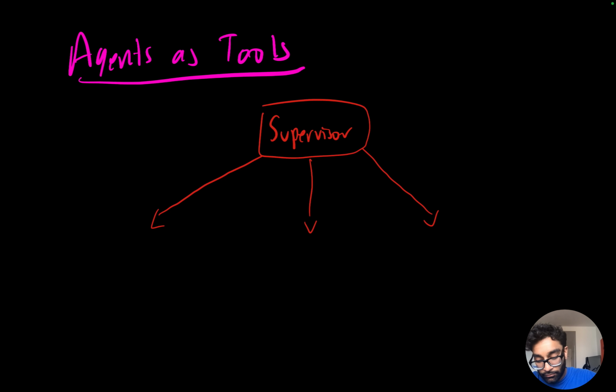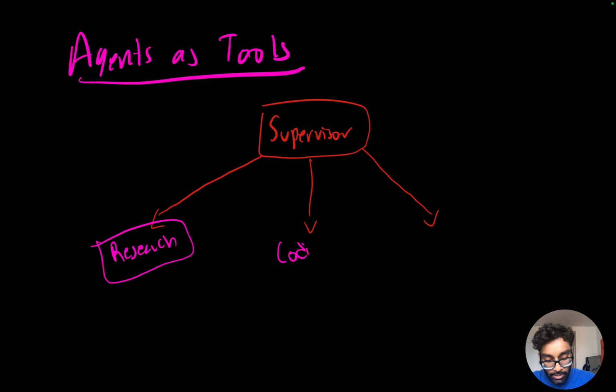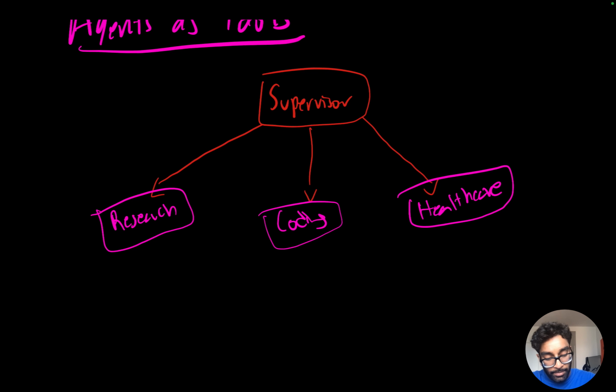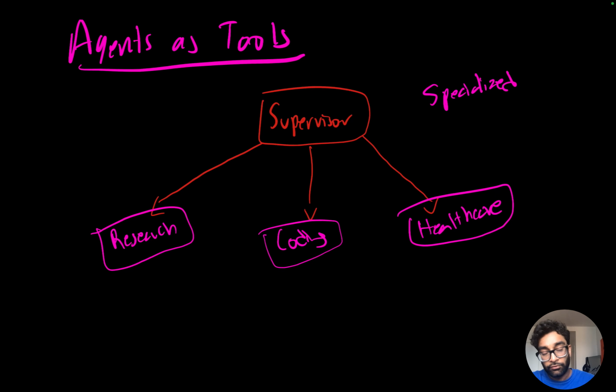So you might have agents specifically for something like research. You might have an agent that's specifically around coding, helping with coding-based queries. And then you might have an agent that's specifically around healthcare inquiries or something of that sort. So it's very specialized agents. That's the word I'm going to keep using in this video specifically. You should go this route of having agents as tools when you have very specialized agents that have very niche or specific purposes.